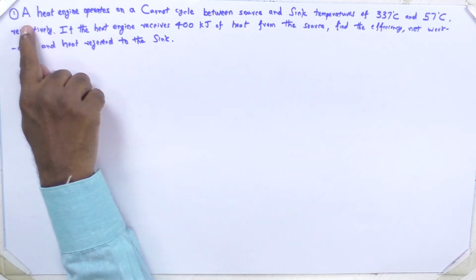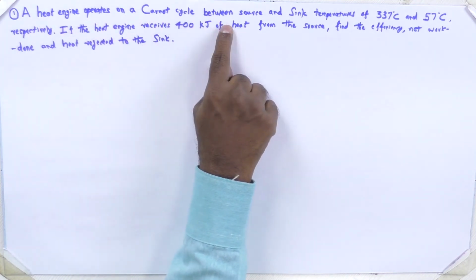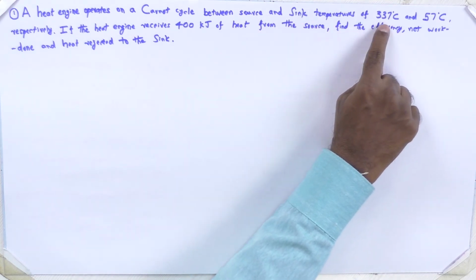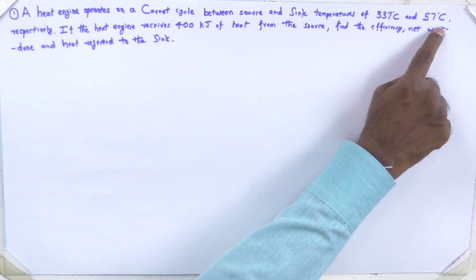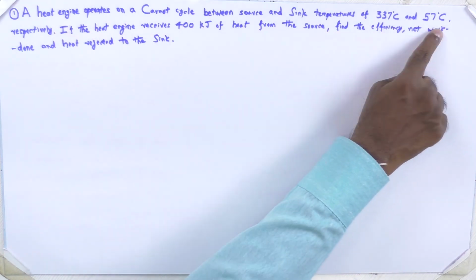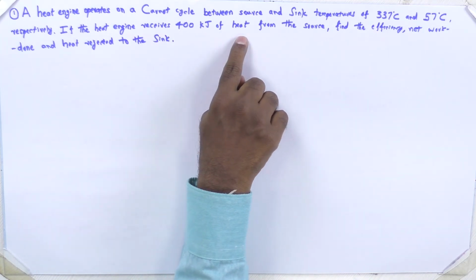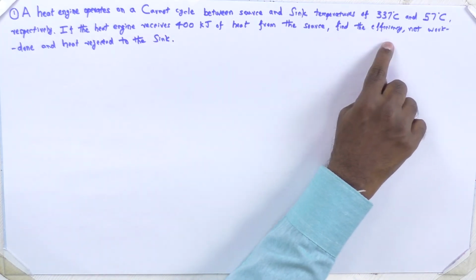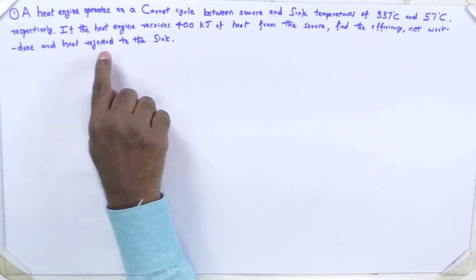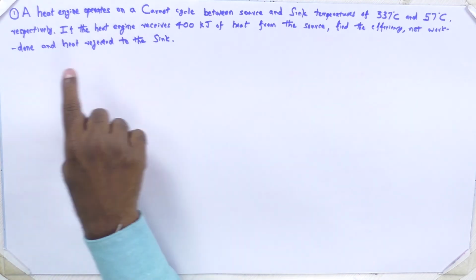The first problem statement is given as: a heat engine operates on a Carnot cycle between source and sink temperatures of 337 degrees Celsius and 57 degrees Celsius. So there is a heat engine which is operating between two temperatures, and if the heat engine receives 400 kilojoules of heat from the source, find the efficiency, net work done and heat rejected to the sink. So we have to find the efficiency, net work done and heat rejected.